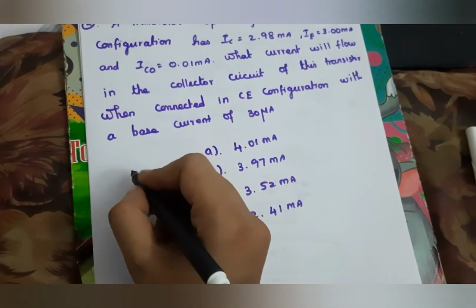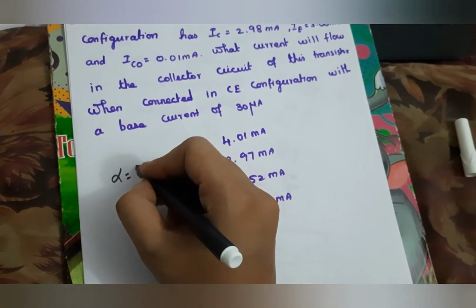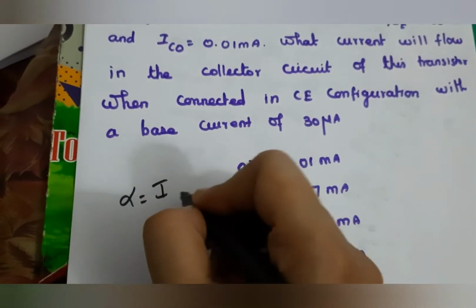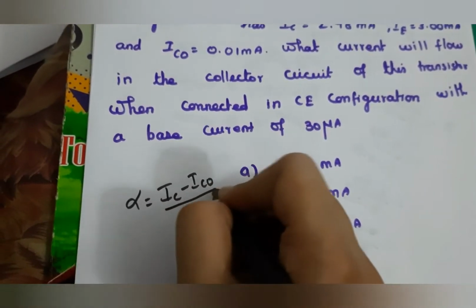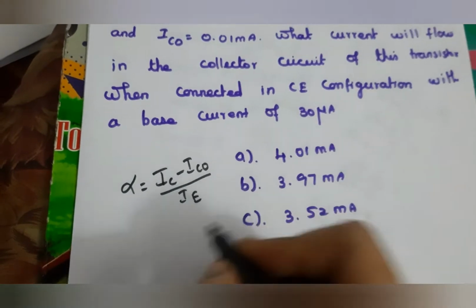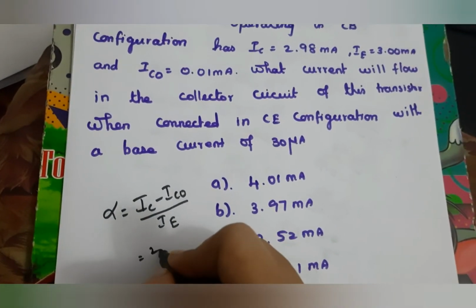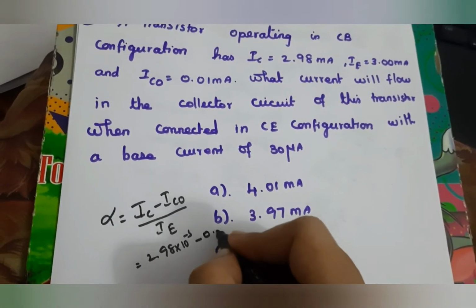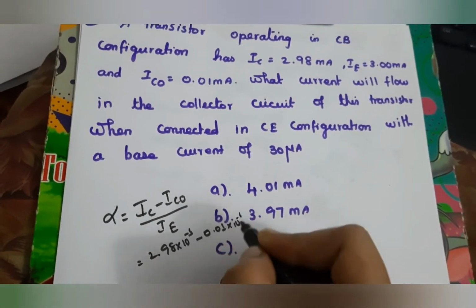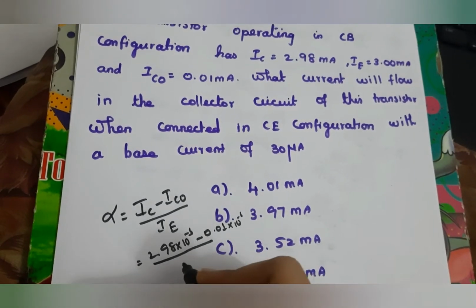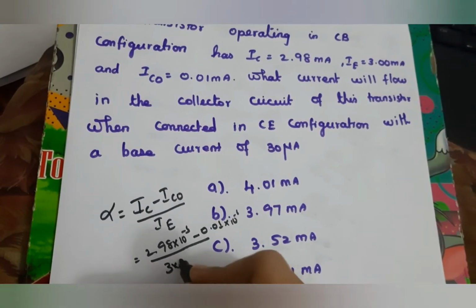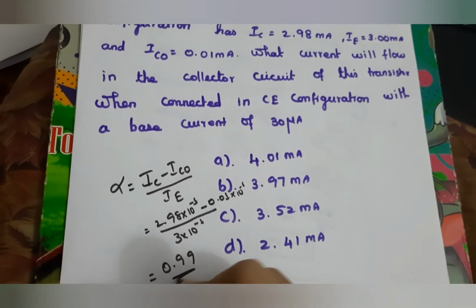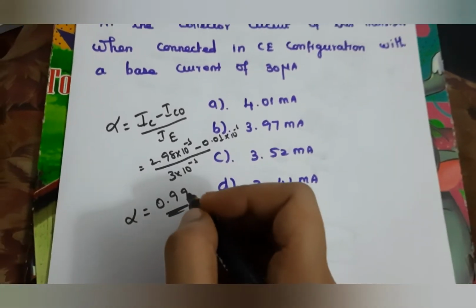So first we have to find alpha, and the formula is alpha is equal to IC minus ICO divided by IE. Here IC value is 2.98 milliamps minus ICO is 0.001 milliamps, divided by IE value, that is 3 milliamps. So solving this, we will get 0.99. So alpha here is 0.99.